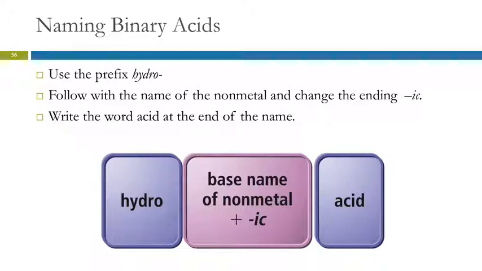So the other kind, the binary acids, this is how we name those. We use the prefix hydro, which is kind of standing for that first element, hydrogen. And then we take the base name of the nonmetal and we change its ending. Instead of "ide," like we've been doing, we change it to "ic." And then we add the word acid. So acids are going to have two names also. A first name, but the second name is always acid.